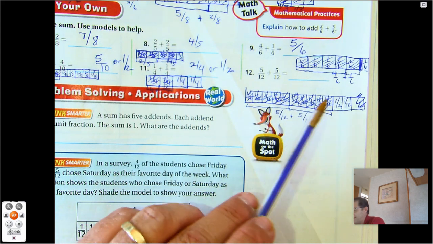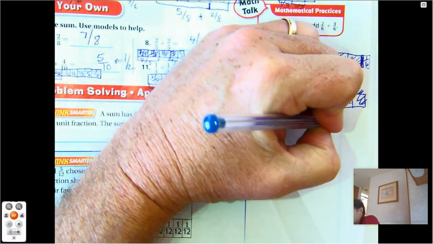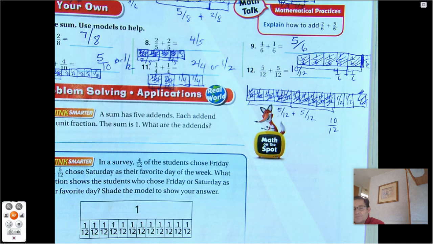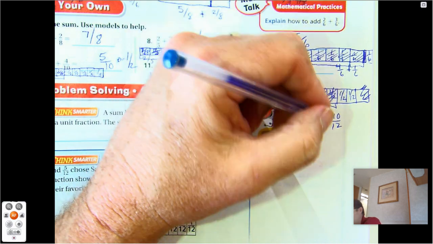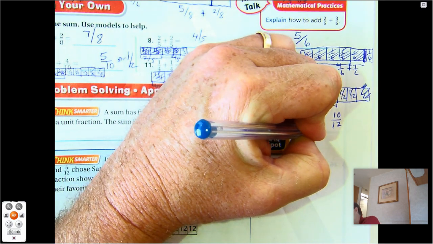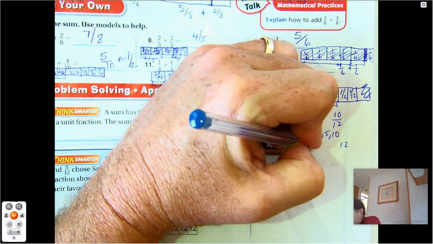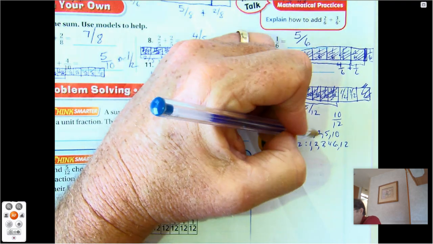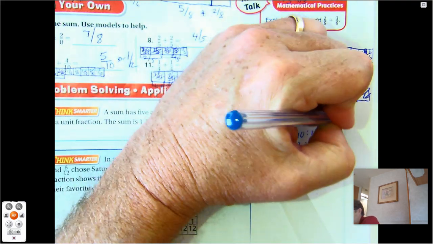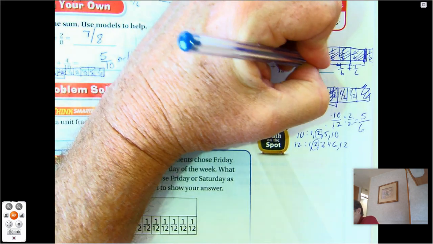So 10 12ths. If we wanted to simplify that, we would list the factors of 10 and 12. Factors of 10 are 1 and 10, 2 and 5. Factors of 12 are 1 and 12, 2 and 6, 3 and 4. So we would divide them both by 2. 10 divided by 2 is 5. 12 divided by 2 is 6. So 10 12ths, or 5/6.